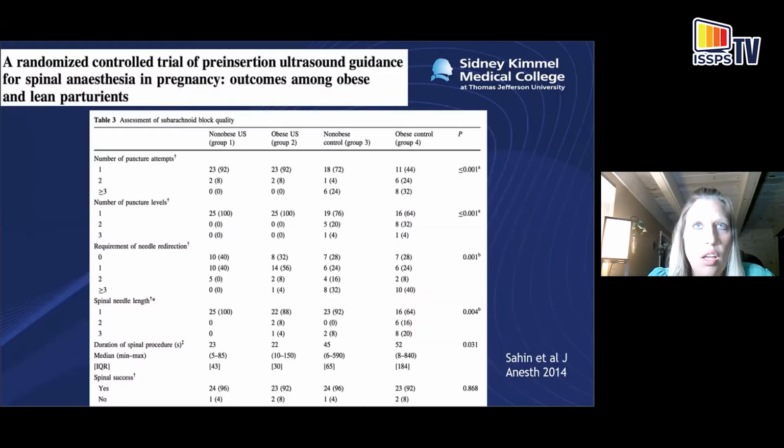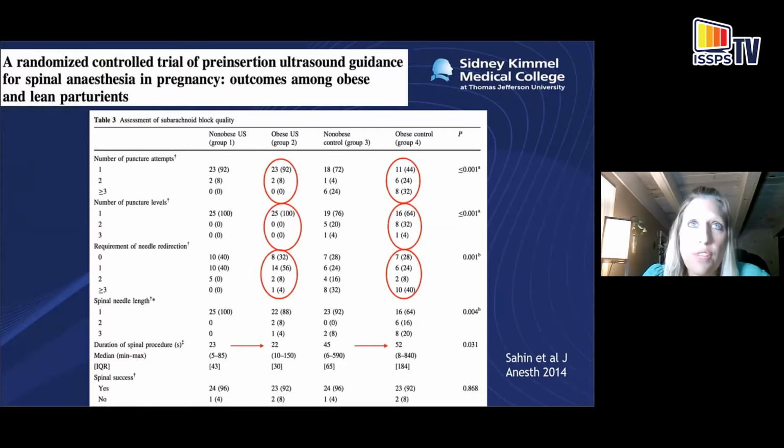Here was another study where they were comparing ultrasound to landmark technique in non-obese and obese patients, and I'm specifically going to look at the obese results. This is in parturients, and the BMI was greater than 30 here. They had a pre-puncture exam, a pre-scan to identify the landmarks, and they found that the use of ultrasound, as you can see here, resulted in fewer puncture attempts, fewer levels attempted, and less need for needle redirection, and overall the spinal procedure time was lower, as you can see where the arrows are. So ultrasound was of significant benefit compared to just the landmark technique.